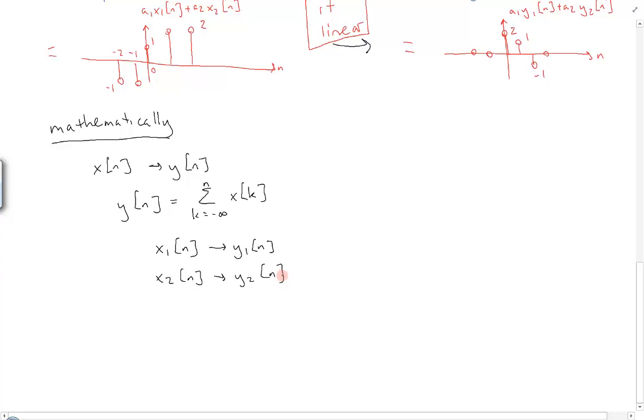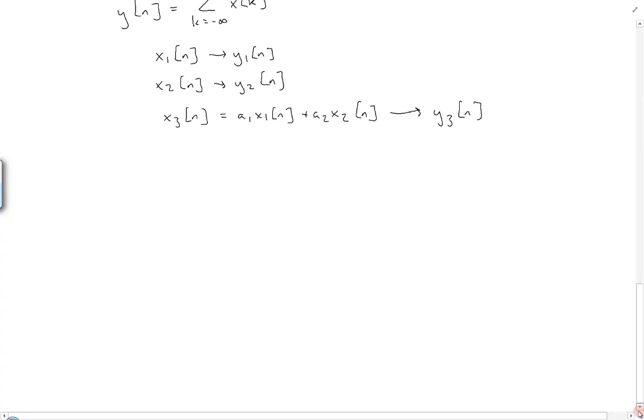Now the question is, if we create a linear combination of these two, a superposition, so x3 of n, which is equal to a1 x1 plus a2 x2, and I'm not specifying these input signals, I'm just writing them mathematically this time instead of drawing them like I did previously, this is going to bring about y3. And the question is, is this y3 going to be the same combination of these previous outputs, y1 and y2? If it is, then the system is linear. If it's not, then the system is not.